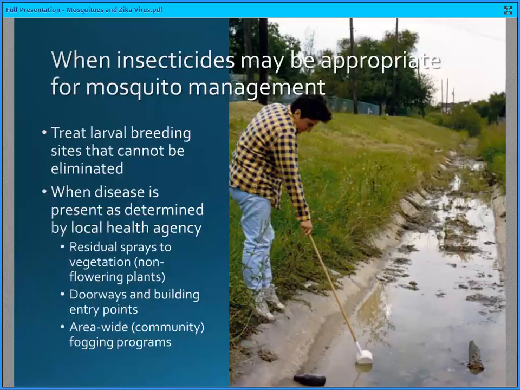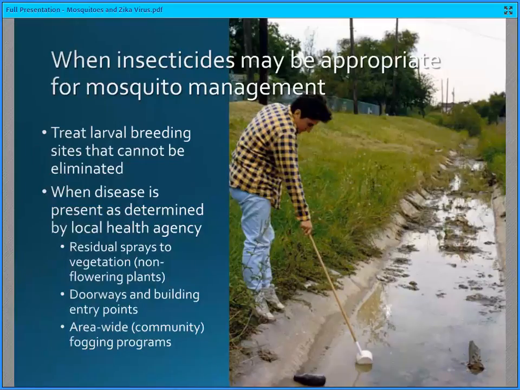And typically we do that to non-flowering plants. Can anybody guess the reason why? If you say bees, you're absolutely right. We don't want to hurt bees and other beneficial insects. So these are generally applied to just leafy foliage, where mosquitoes tend to hang out a lot more, probably, than flowers anyway. Doorways and building entry points.